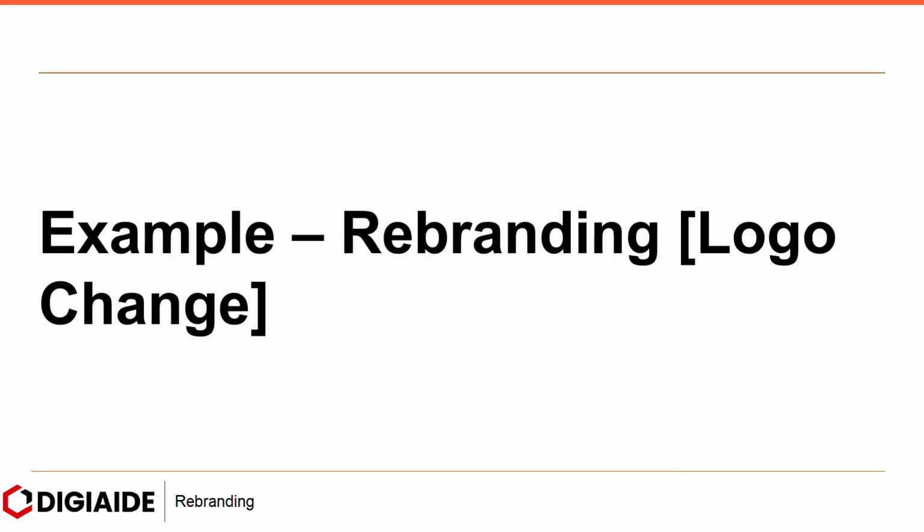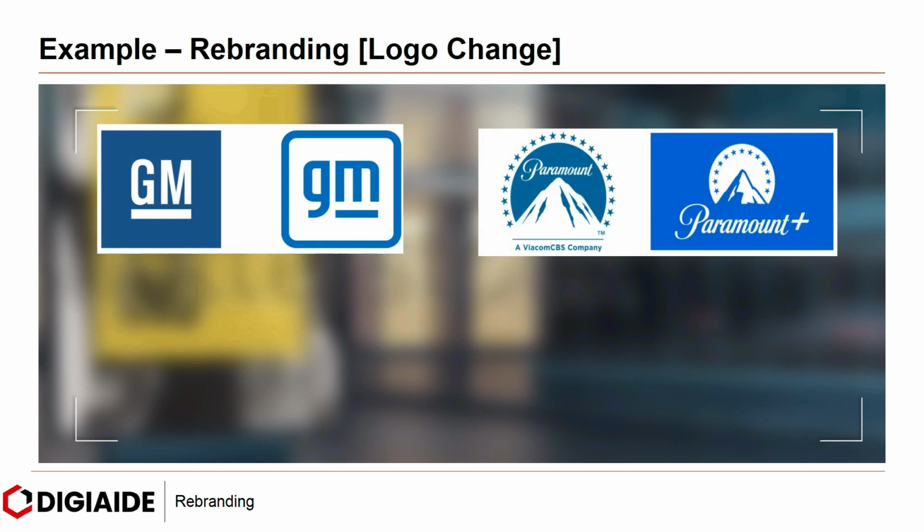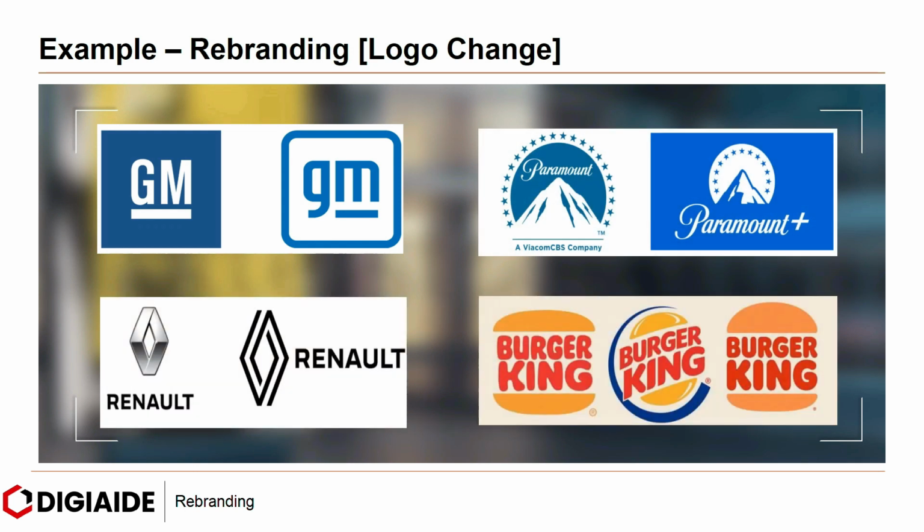Moving on to examples of rebranding, the first one being logo change. Brands such as General Motors, Paramount, Renault, and Burger King have recently undergone a logo change, obviously to keep up with changing times and being more relevant and contemporary.